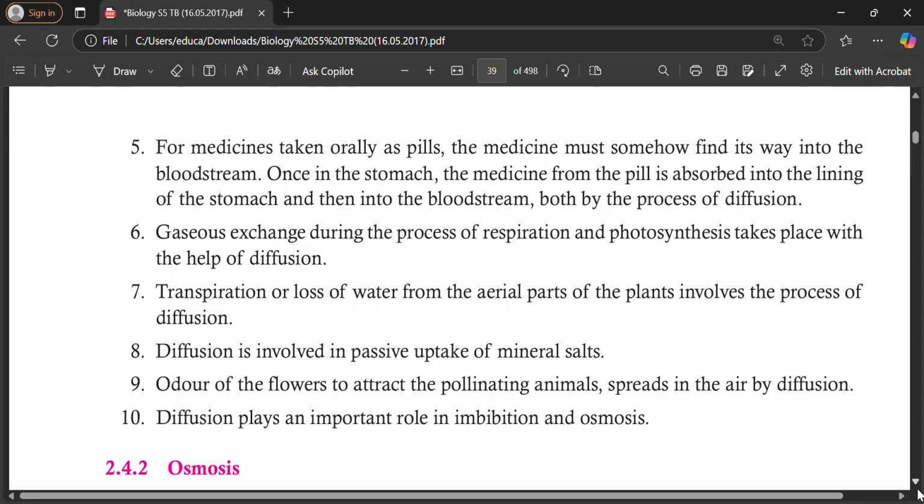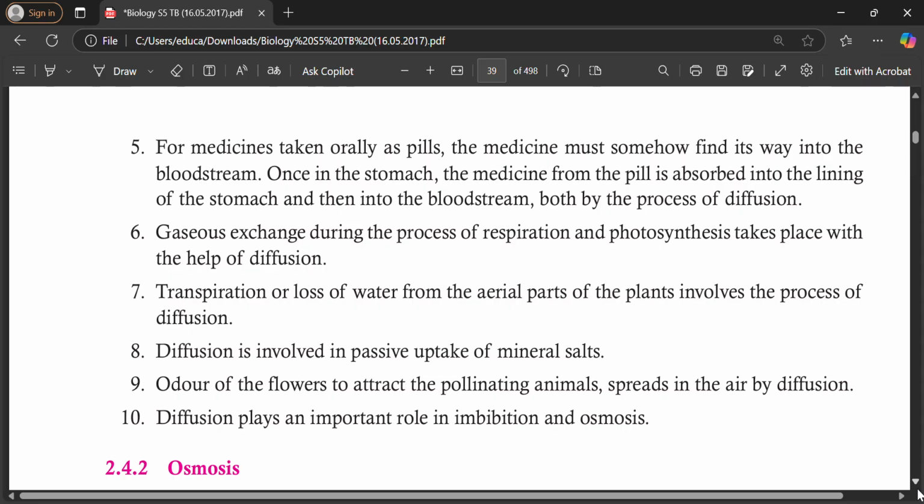Gases exchange during the process of respiration and photosynthesis takes place with the help of diffusion. Gases exchange muri plants ndetse n'uburyo bwa photosynthesis byose bibaho hakoreshejwe diffusion as a way of transport. So transpiration or loss of water from the aerial parts of the plants involves the process of diffusion. Uburyo ibice byo hejuru by'igiti bigenda bibura amazi nabyo bibaho hakoreshejwe uburyo bwa diffusion.